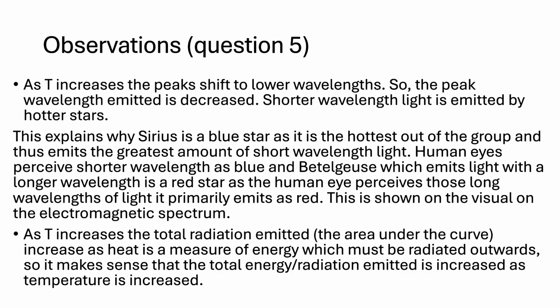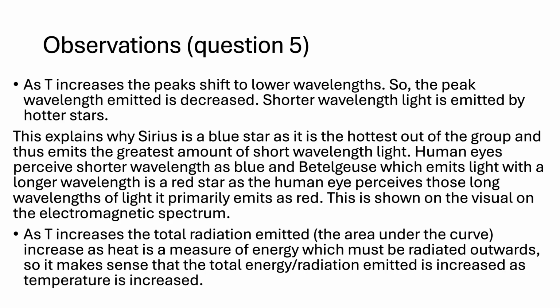This explains why Sirius is a blue star, as it is the hottest out of the group, and thus emits the greatest amount of short wavelength light. Human eyes perceive short wavelengths as blue, and Betelgeuse emits light with a longer wavelength, and is thus a red star, as human eyes perceive those long wavelengths of light as primarily red. This is shown on the visual of the electromagnetic spectrum.